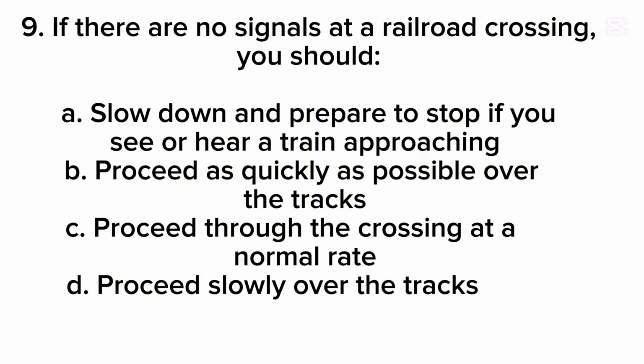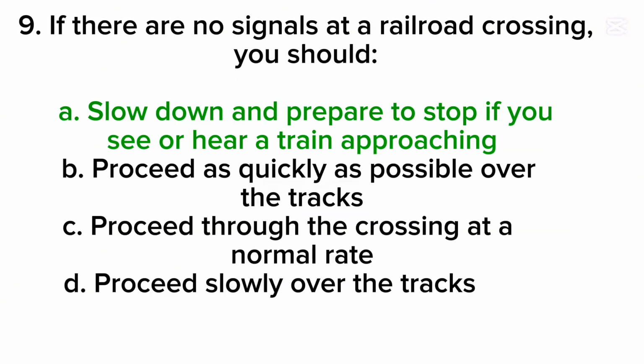What will you do? Is it A. You should slow down and prepare to stop if you see or hear a train approaching, or is B. Proceed as quickly as possible over the tracks? Is it C. Proceed through the crossing at a normal rate, or is D. Proceed slowly over the tracks? Let's write. The correct answer is A. If there are no signals at a railroad crossing, you should slow down and prepare to stop if you see or hear a train approaching. The correct answer is A.